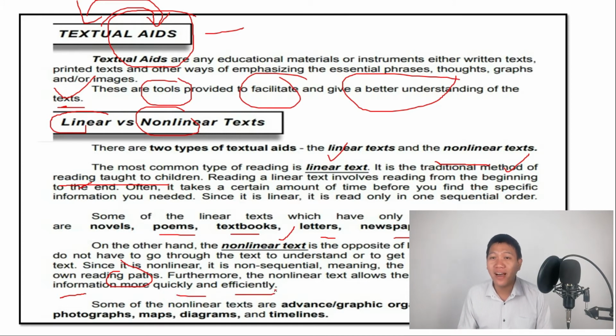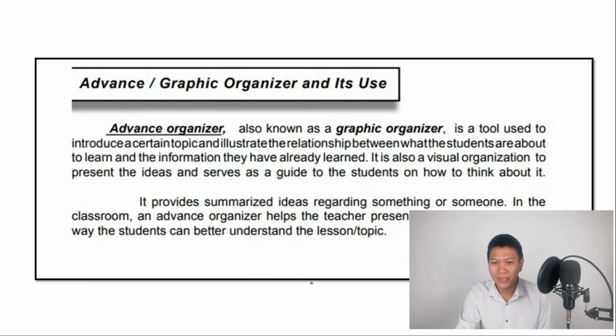So through the use of non-linear textual aids, you need not read the entire novel that you are reading. So you may use some of these textual aids. Examples of these are what we call advanced or graphic organizers, illustrations, photographs, maps, diagrams, and timelines. Alright, how do you find it so far? Clear? Alright, so let us continue.